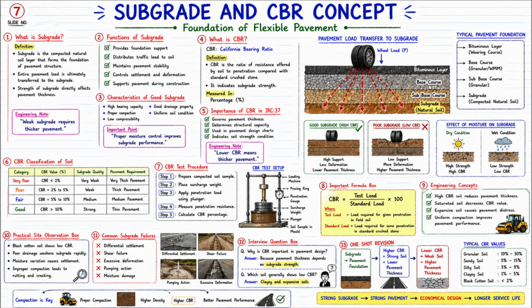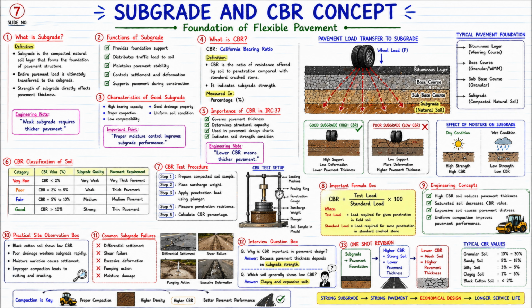Now let us look at the sixth topic: CBR classification of soil. Now here the soil categories are given. Very poor soil: CBR less than 2%. Very weak subgrade. Very thick pavement required.